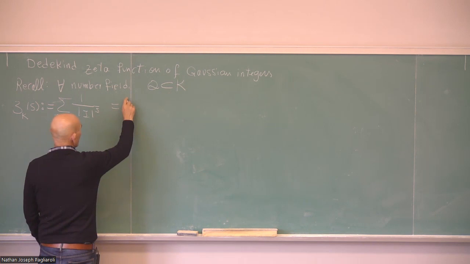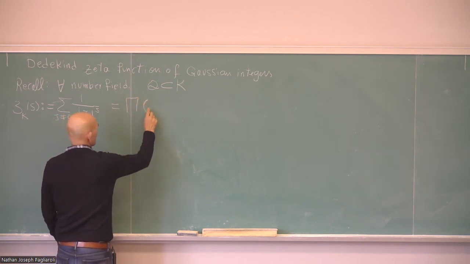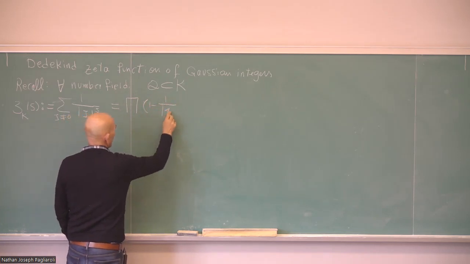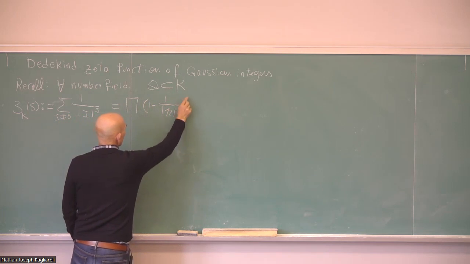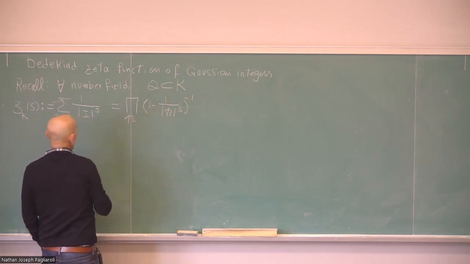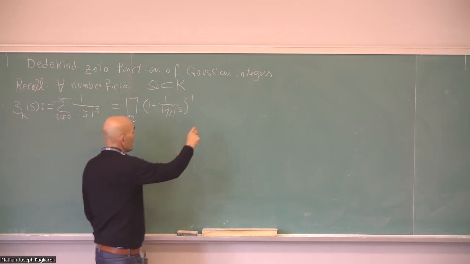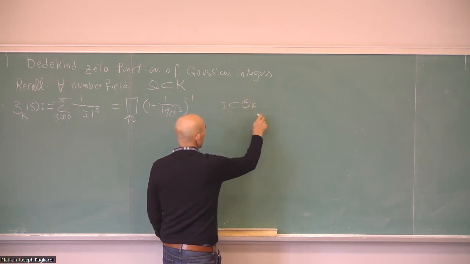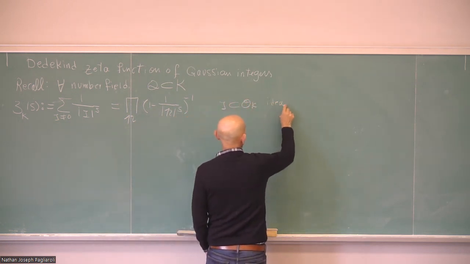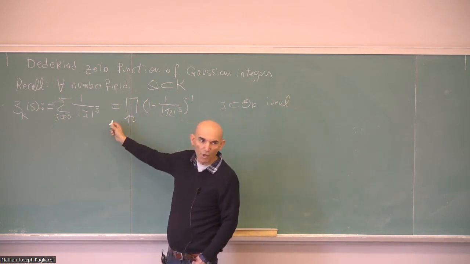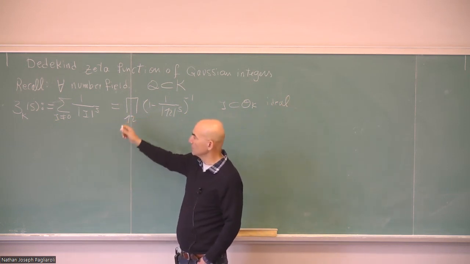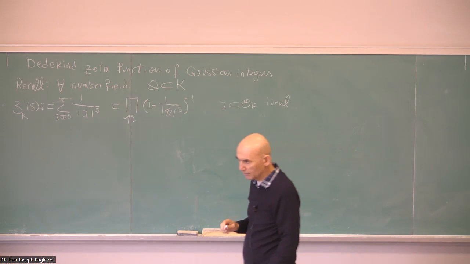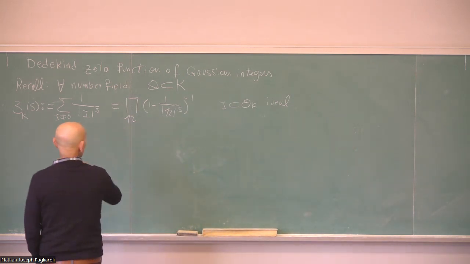And this can also be written as an infinite product, like the Euler product formula, the product of (1 minus 1 over the absolute value of P to the s) inverse over primes. So here, I is an ideal inside O_K. And of course, this P is a prime ideal. And I told you that this follows from unique prime decomposition in O_K. That's not a trivial theorem, but we're assuming it.